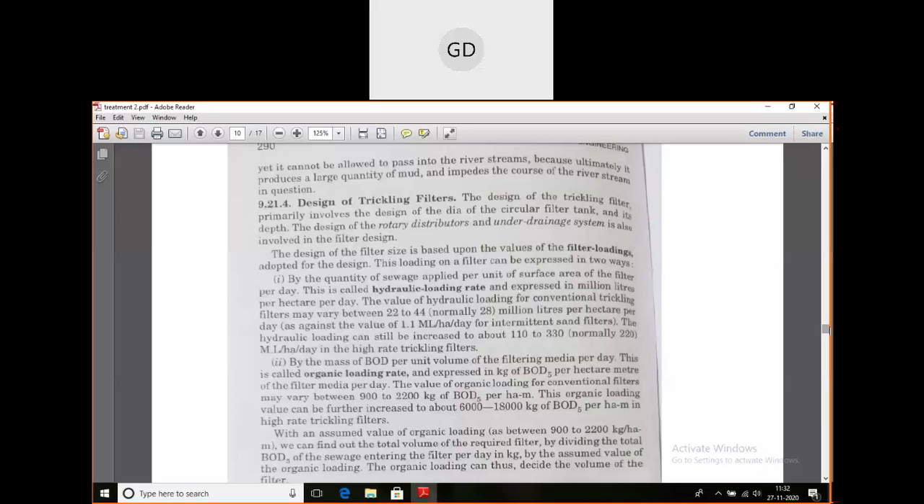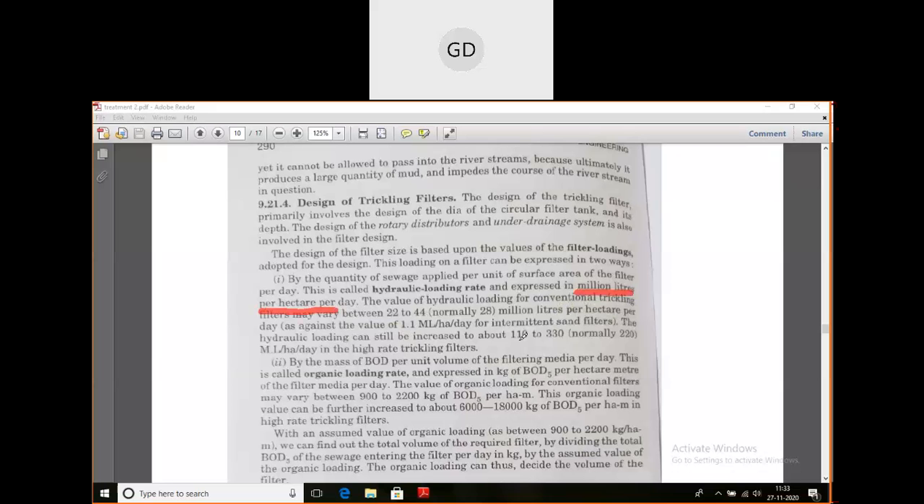So what is a hydraulic loading rate? If the quantity of sewage is applied per unit surface area of the filter, per day, that is your hydraulic loading rate. How much sewage you are applying per unit surface area of the filter per day, that is your hydraulic loading rate. And the hydraulic loading rate is expressed in million liters per hectare per day.